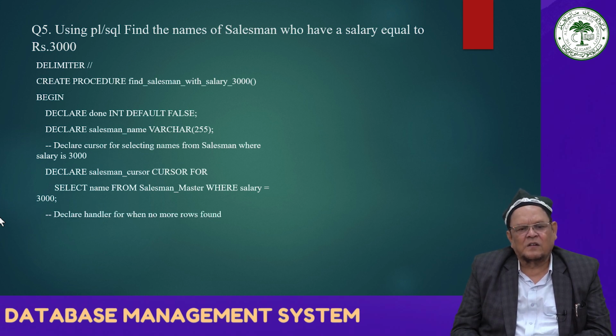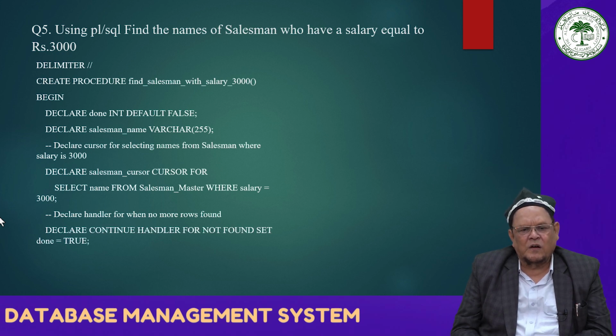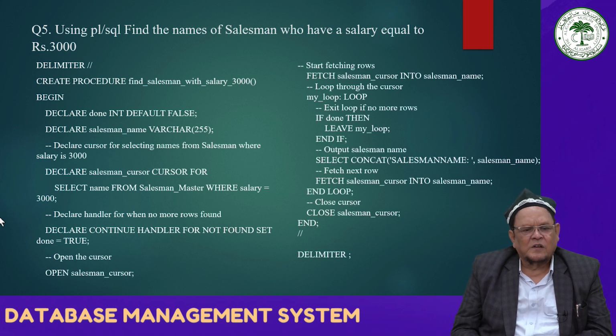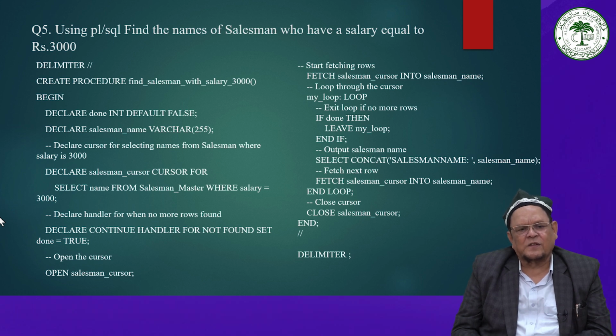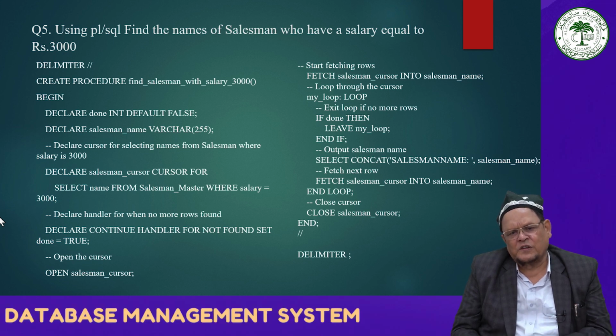Then declare the handler for when no more rows are found. How will you declare it? Declare continue handler for not found, set done is equal to true. Then you have to open the cursor. So you have to open salesman_cursor. Then start fetching: fetch salesman_cursor into salesman_name, and my_loop: loop. If done, then leave my_loop, and end if.